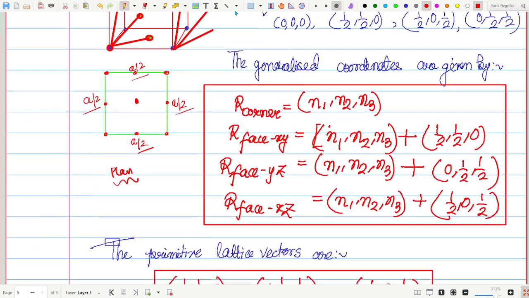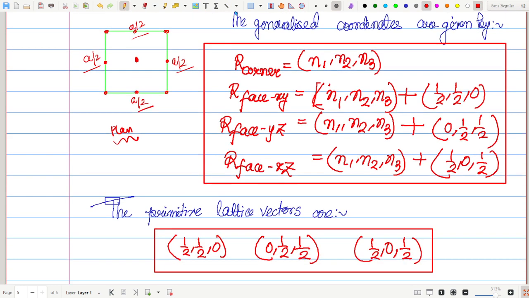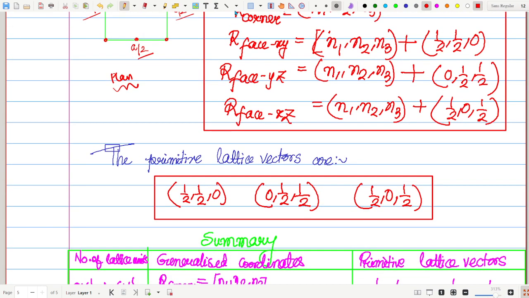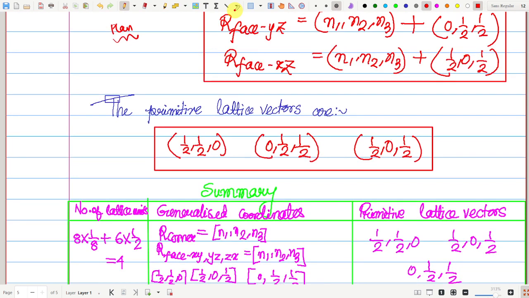What are these? Center at corner atoms N1, N2, N3, XY, so midpoint of the XY face, that will be adding one half, half, 0; midpoint of YZ face, 0, half, half; midpoint of XZ face, half, 0, half. So we can add these things and get new points in the vector. And the primitive lattice vectors are given by this.